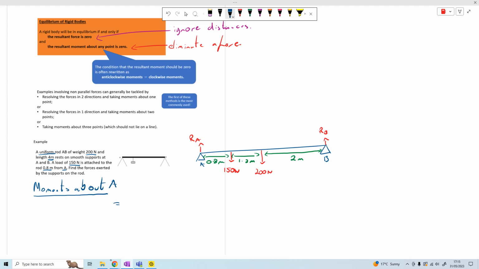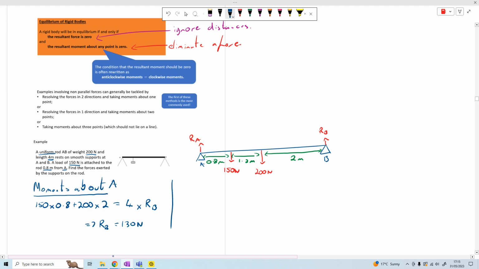Now from here, clockwise should equal anti-clockwise. So let's go left to right and work through all the forces. First of all, RA is going to disappear. The next one is 150, which goes clockwise, so it's 150 times this distance of 0.8. Then the 200 newtons is also going to go clockwise, and this one is 2 meters away because it's in the middle. And then RB is going to go anti-clockwise, and that's 4 meters away from A. From there, I know everything but RB, so I can quickly solve it. It gives me 130.